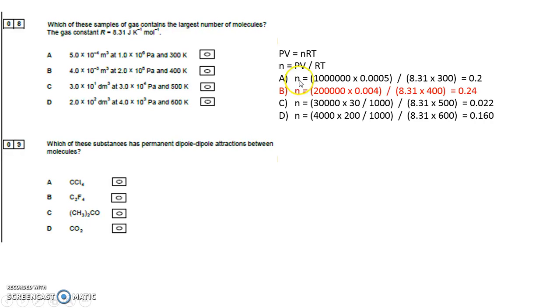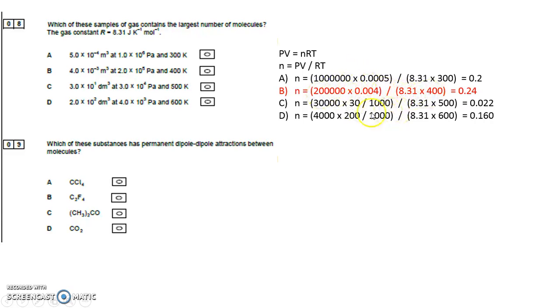And then if you put the numbers in, n is this value, so n is P times V, so 5 times 10 to the power of minus 4 is your volume multiplied by your pressure, which is 1 times 10 to the power of 6 there. So 1 times 10 to the power of 6 is your pressure. This is your volume, 0.0005, 5 times 10 to the minus 4, divide by R, divide by T, and it comes out as 0.2.